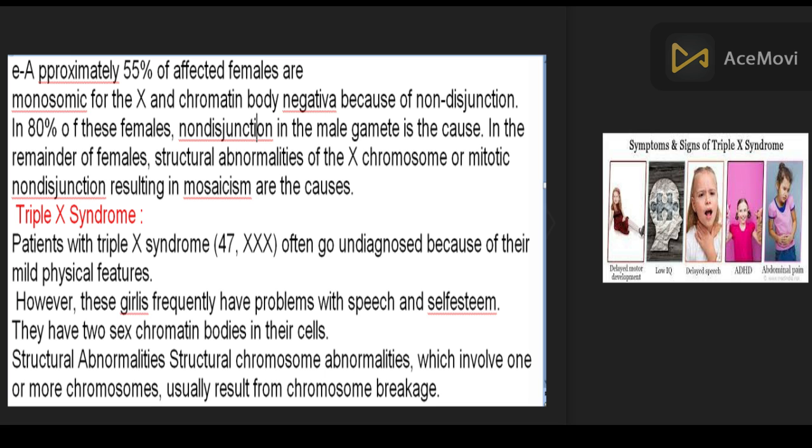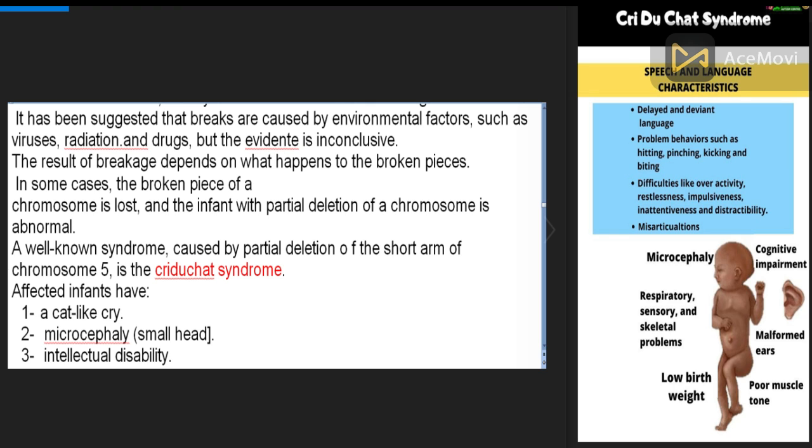Structural chromosome abnormalities, which involve 1 or more chromosomes, usually result from chromosome breakage. It has been suggested that breaks are caused by environmental factors, such as viruses, radiation, and drugs, but the evidence is inconclusive. The result of breakage depends on what happens to the broken pieces.